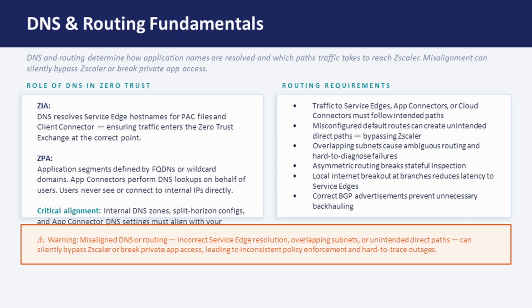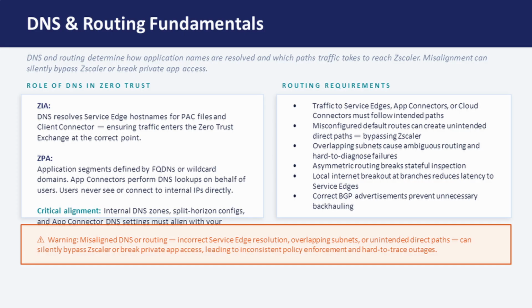This is where alignment becomes critical. The App Connector's DNS server must be able to resolve your internal application FQDNs and return the correct internal IP addresses. If the App Connector is configured to use a public DNS resolver like 8.8.8.8, it won't be able to resolve your internal application names, and every ZPA connection will fail. In environments using split horizon DNS, where internal and external DNS zones return different records for the same domain, you need to make sure the App Connector is using the internal DNS zone. A quick lookup from the App Connector's network will confirm whether resolution is working correctly.